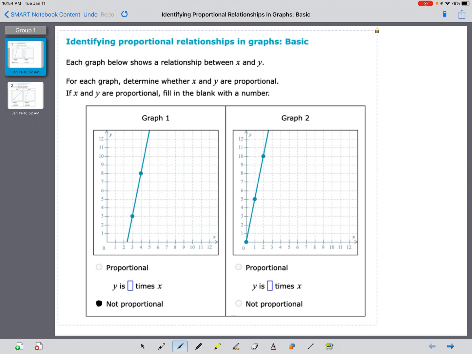Okay, in graph 2, you can see that the graph does go through the origin, and it does stay on a straight course, and so therefore it is proportional. So now it's time to identify the constant of proportionality. And that basically means to figure out how many times larger y is compared to x, if it is larger.